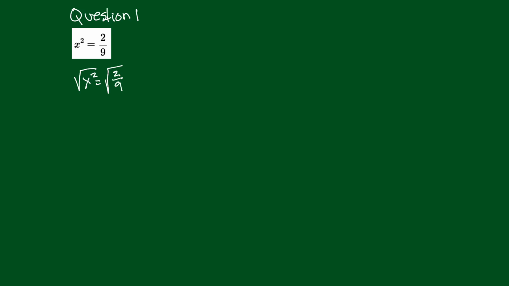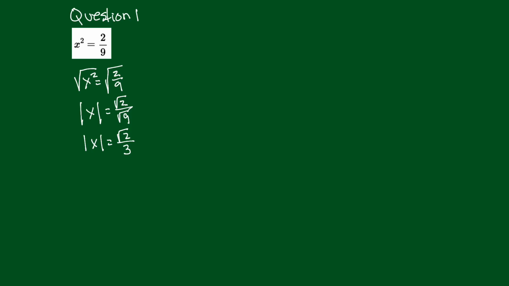Now on the left side, we'll get the absolute value of x equals, on the right side, I've got the square root of a fraction. So I can break that up into square root of the top over the square root of the bottom. Now, I'm still going to leave the left side as the absolute value of x, but I'm going to clean up the right side a little bit. Square root of 2 I don't know, but the square root of 9 I'll write as a 3.